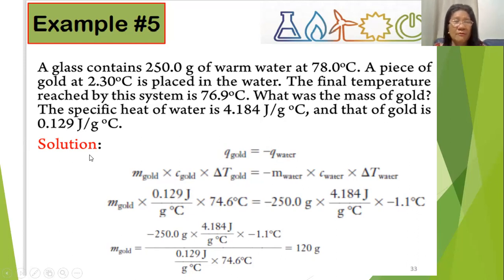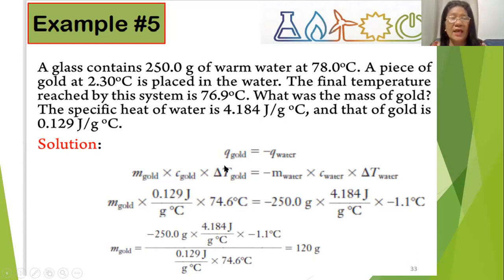So, first thing is we should know the mass. The mass of gold, where is the mass of gold? None, no? That is what we are looking for, the mass of gold. But we know the specific heat of gold. The specific heat of gold is given, that is 0.129 joule. The specific heat of water is also given. What will be the change in temperature of gold?